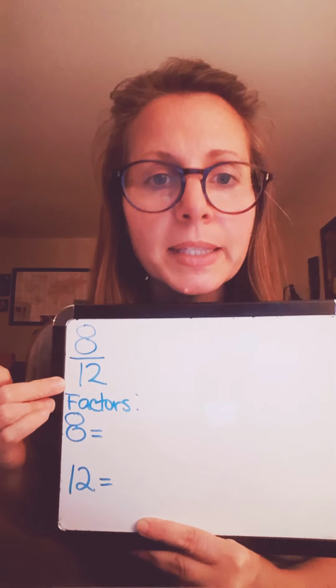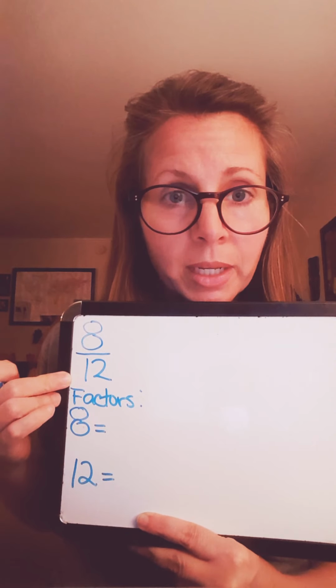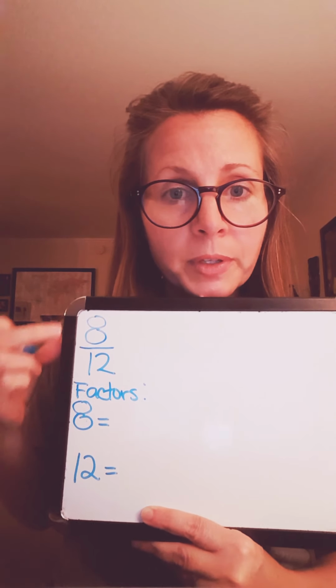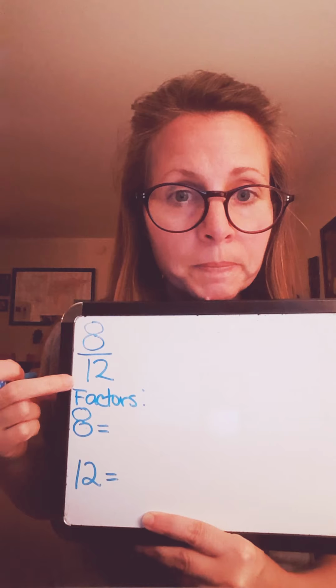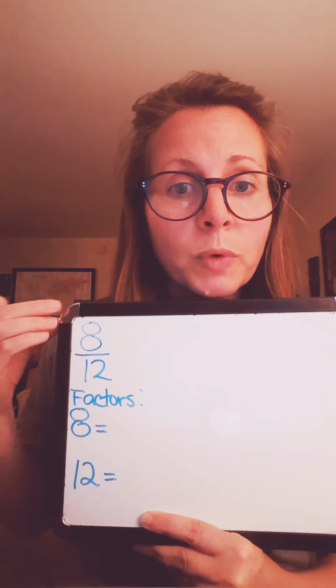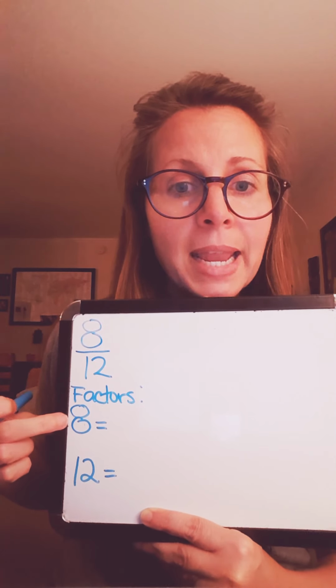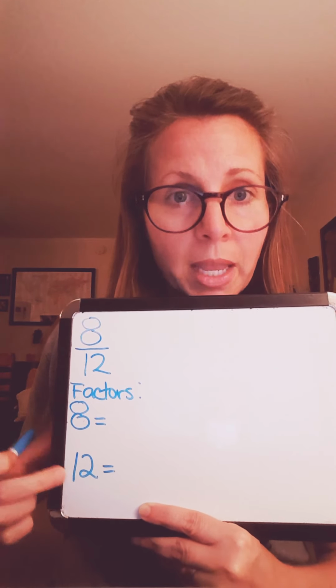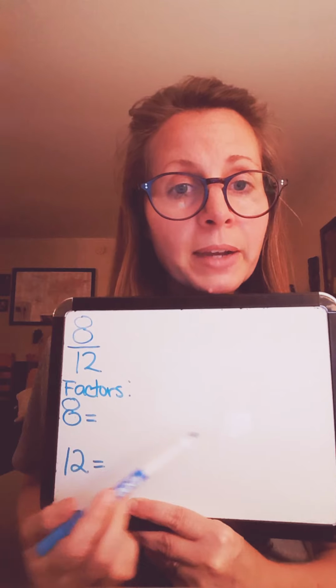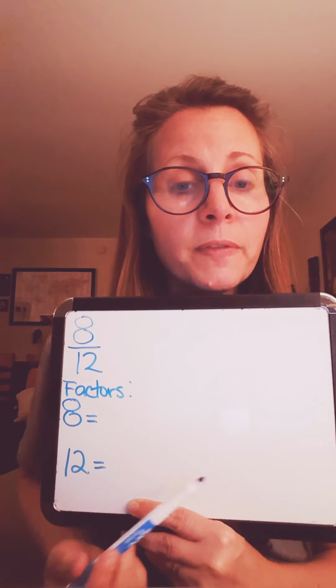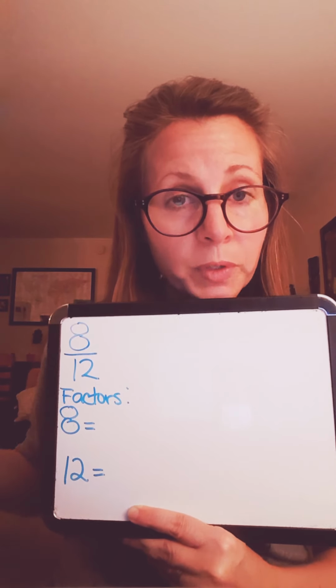8/12. Our first step is to use multiplication to find the factors of our numerator and our denominator. So in your notebook, you'll write down 8/12 and then you're going to write factors and you're going to write 8 and 12. And we're going to find all the factors that equal 8 and all the factors that equal 12. That's our first step.